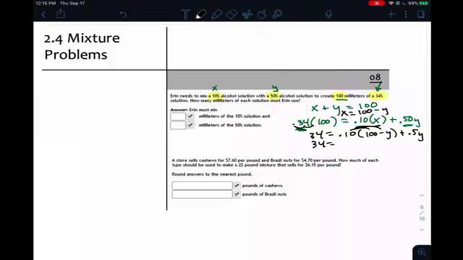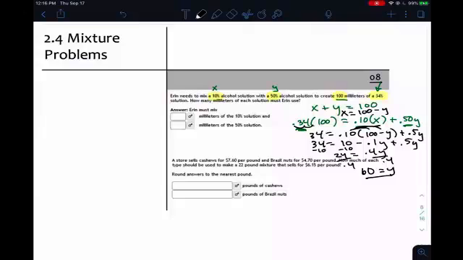So 34 is equal to, when I distribute my 0.10, I move my decimal two places, so I get 10 minus 0.1y plus 0.5y. Combine my terms here. And so if I subtract 10 from both sides, I get 24 is equal to negative 0.1 plus 0.5, which gives me 0.4y. And if I divide both sides by 0.4, I get my y value to be 24 divided by 0.4, and that's going to give me 60. So 60 is my y value.